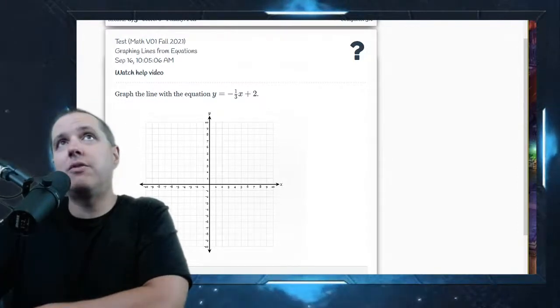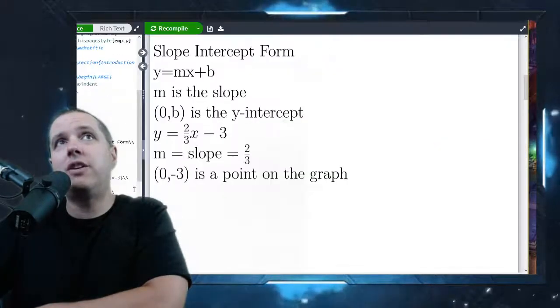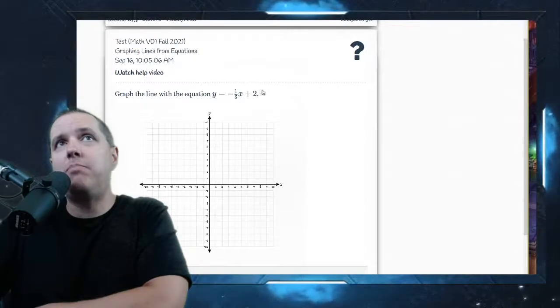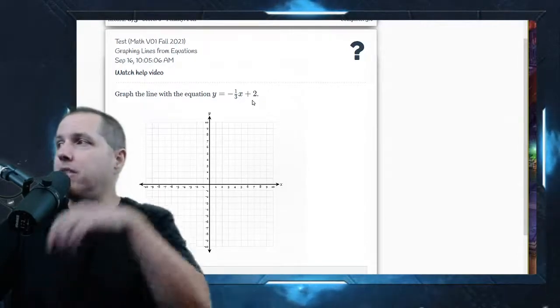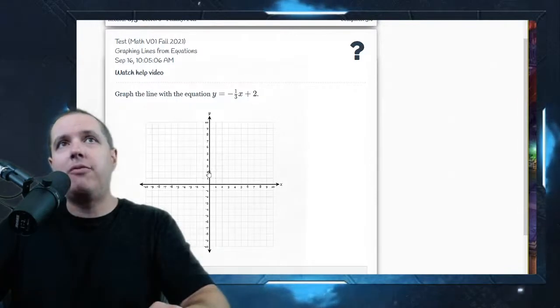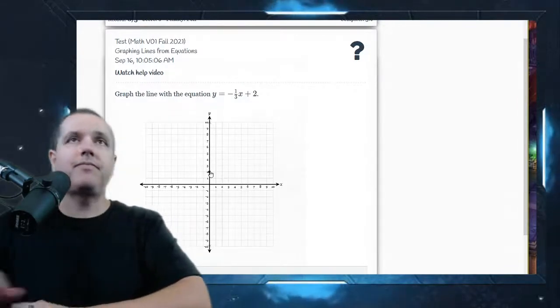Using this information that we just learned right over here, interpreting it as slope-intercept form. Looking at it, my intercept is 2. My b is 2. So that means my y-intercept is (0, 2). So I'm going to plot my first point at (0, 2). It's going through that point right there.